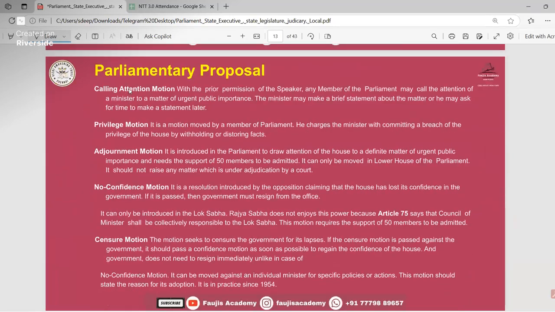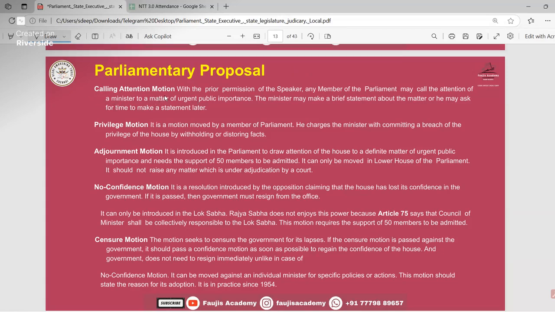Next are the parliamentary proposals, that is, what types of motions are carried on in the parliament. A motion is nothing but a proceeding which has its own name. It is given a name so that it can be easily identified.